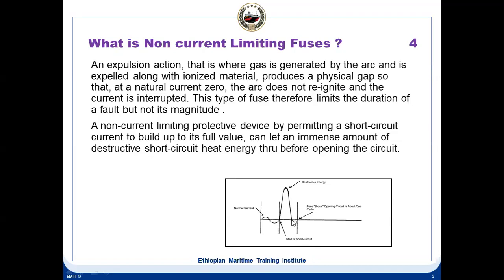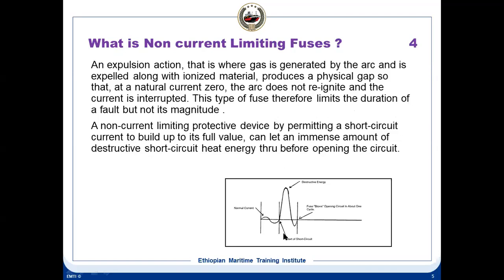So in an AC circuit, there is no need of a forced current 0 because the current is alternating about 0. So there is a natural current 0 twice in each AC cycle. Natural current zero means it automatically becomes 0 here. That is, in case of one cycle, you will find 2 natural current zeros. So the arc does not reignite and the current is interrupted. So this type of fuse therefore limits the duration of the fault but not the magnitude.